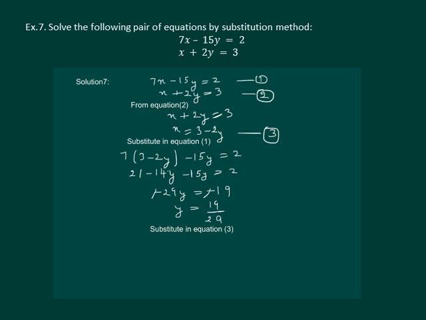Back substitute this value of y in equation 3 to get the value of x. We get x equal to 3 minus 2 into 19 by 29, which gives us x equal to 49 by 29. Therefore, x equal to 49 by 29 and y equal to 19 by 29 is the solution of the pair of linear equations.